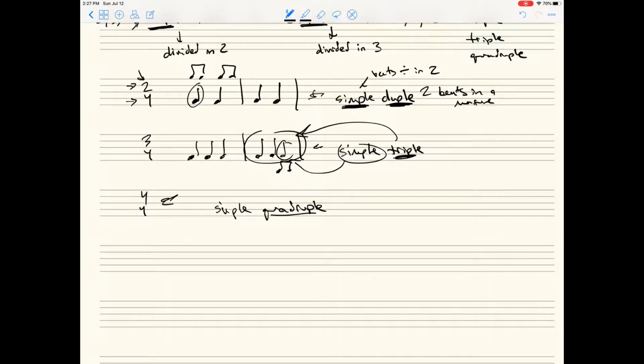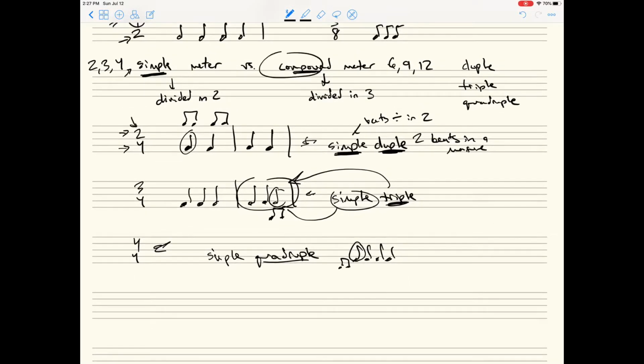Okay, the quadruple meaning that there's 4, I guess I will draw it out, 4 in each measure, and then an individual note will be divided into eighth notes. So this is what we're probably most familiar with. However, compound is important, and it's important to know when we're in it.